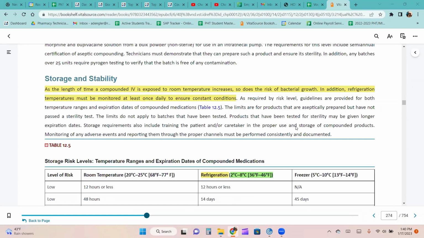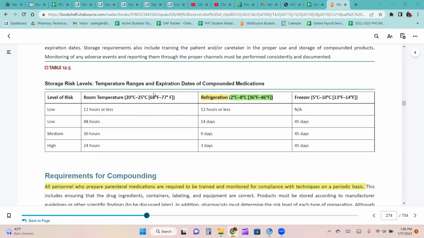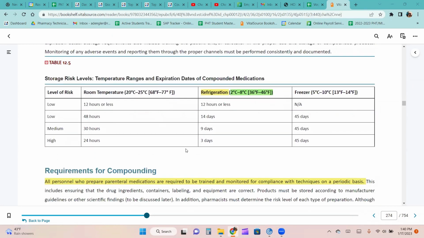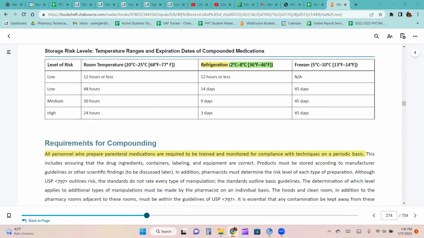As the length of time a compounded IV is exposed to temperature increases, so does the risk of bacterial growth. In addition, refrigeration temperatures must be monitored at least once daily to ensure constant conditions. So we have the storage risk levels, temperature ranges, and expiration dates for compounded medication.